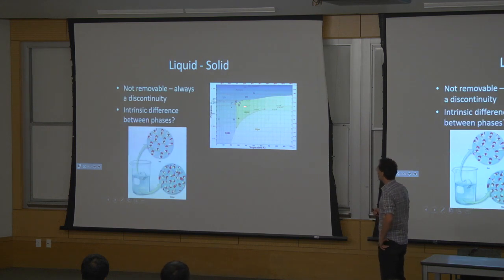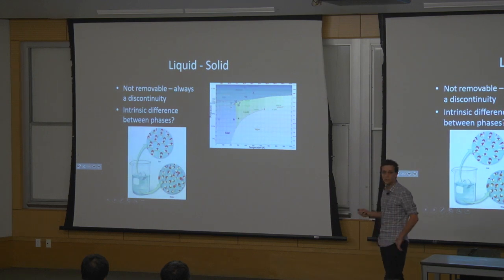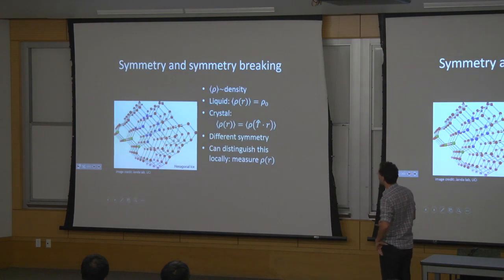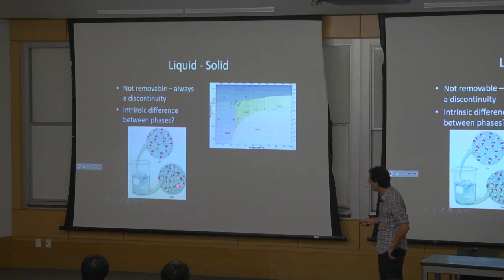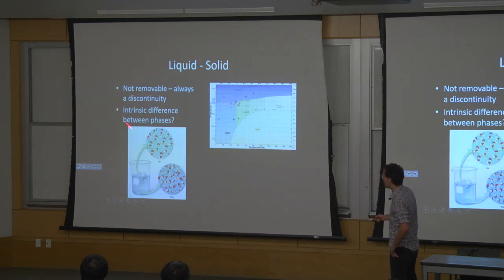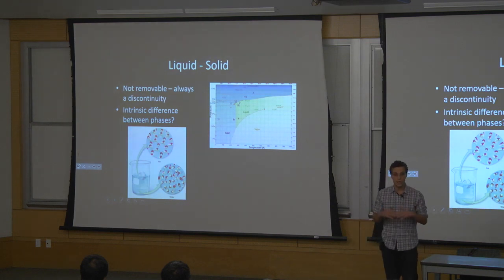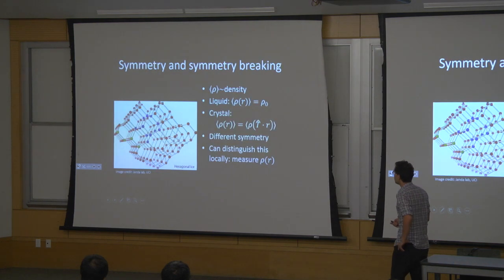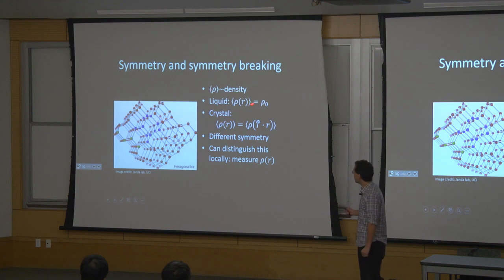Rather, I want to talk about the other kind of phase transition, the type that's not removable, where there's really some intrinsic difference between the two phases that you can't get rid of. The classic example of this is symmetry and symmetry breaking. If we go back to this picture of liquid water and water ice, there's a difference between these two phases, and that difference is that the ice crystal breaks spatial symmetries in a way that the liquid water does not. For example, if you think about calculating the expected value of the density in the liquid, it's going to be uniform.